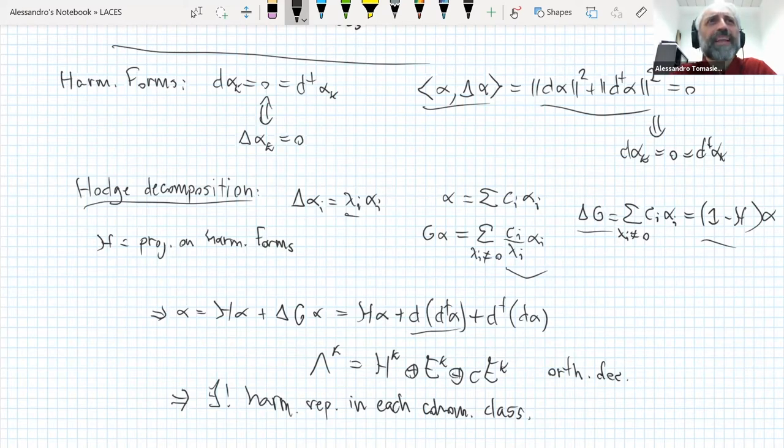If you want, there's also a fancy name, something called the Fredholm alternative. It's just the inversion. So the G disappeared just by design, because it's supposed to be some kind of inverse of delta. That's why I call it G, like the Green's function is an inverse of the Laplacian in, say, three dimensions.